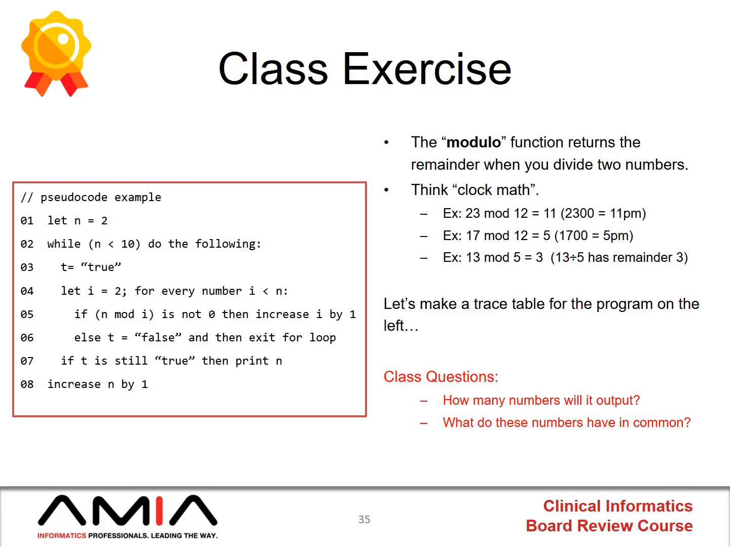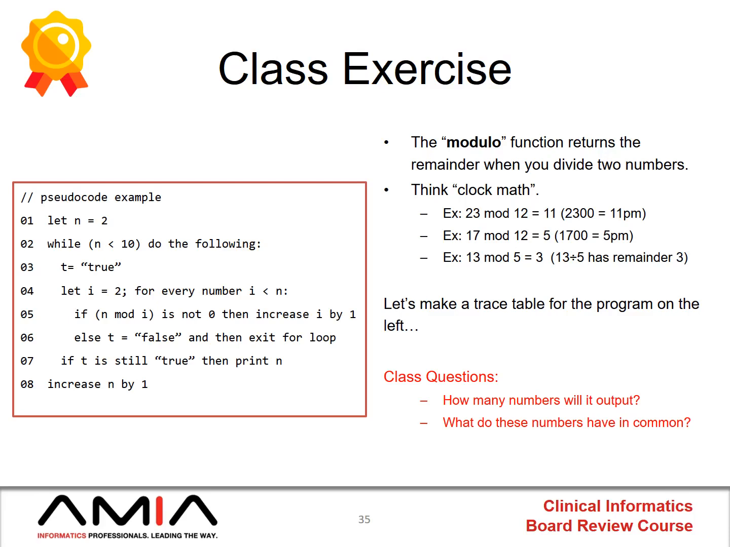And even if you think you've never done modulo math before, I guarantee you have, because when you convert from military time to standard time, you're basically using modulo math. So when someone says an event is going to take place at 2300 and you think, oh, that's 11 p.m., the reason you know that is because 23 mod 12 is equal to 11. Ditto for when something happens at 1700 in military time, that's 5 p.m.